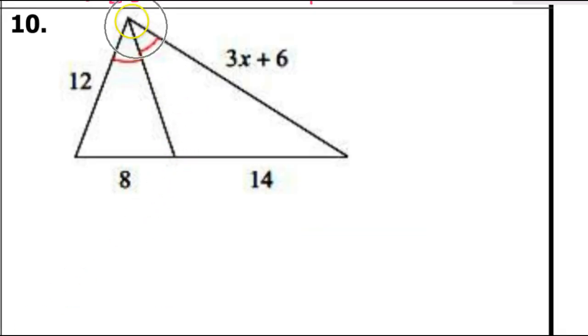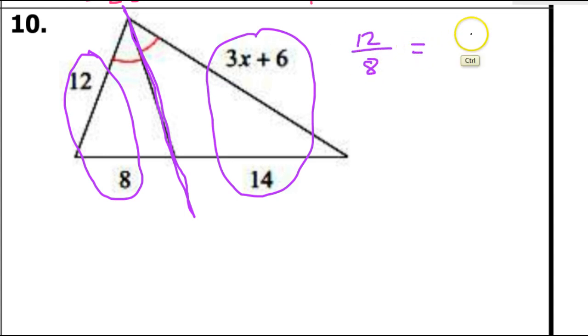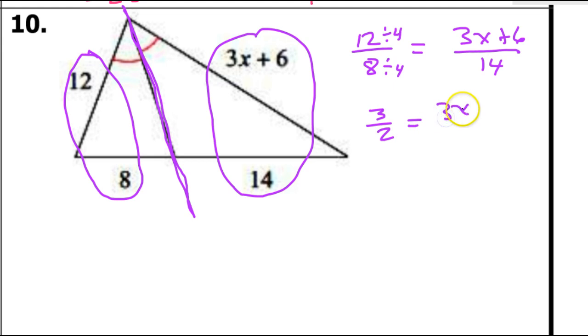Problem number 10 is very similar. Again, these angles are marked congruent, so that tells me that this is an angle bisector. And I'm going to exaggerate it again to make it clear that I'm going to make a fraction out of this side of the line, and I'll make another fraction out of this side of the line. So that's going to give me 12 over 8 is equal to 3x plus 6 over 14. Both of these are divisible by 4, so that's going to give me 3 over 2 equals 3x plus 6 over 14.